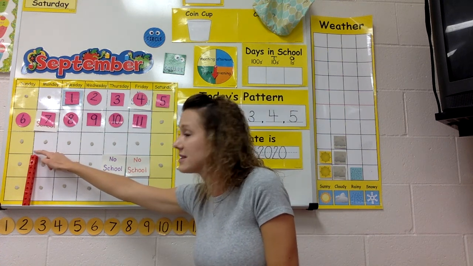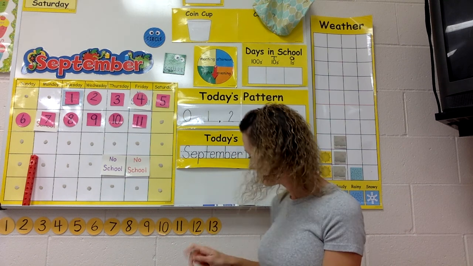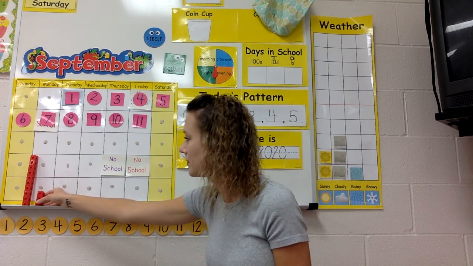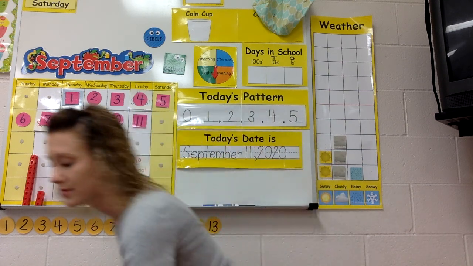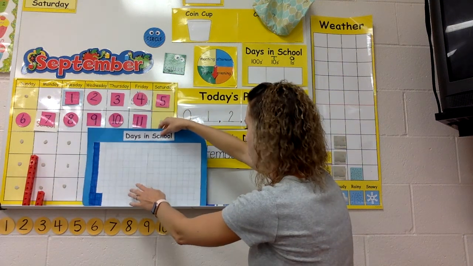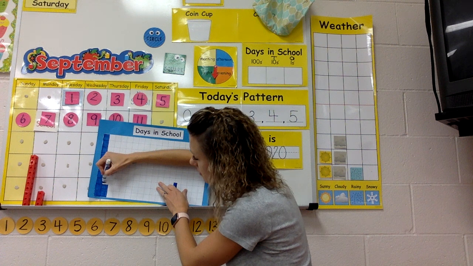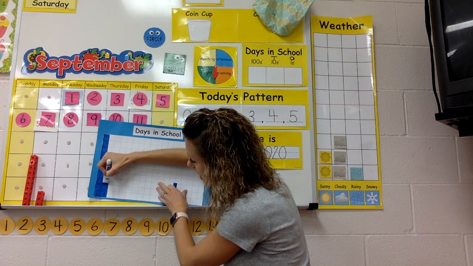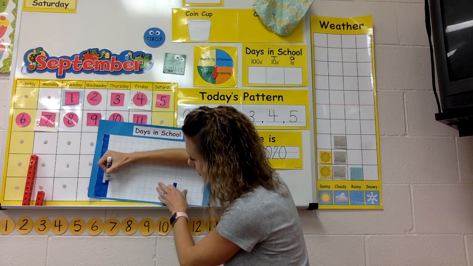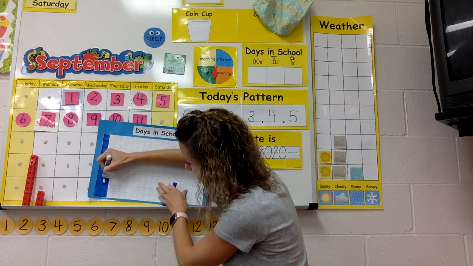11, 12, 13. That's called counting on. When we know this has 10, we don't have to count each little one. 10, and then we keep counting. 11, 12, 13. So it matches. Now I need to color my 13th square. So I'm going to take my blue and color in one more square for the 13th day of school.